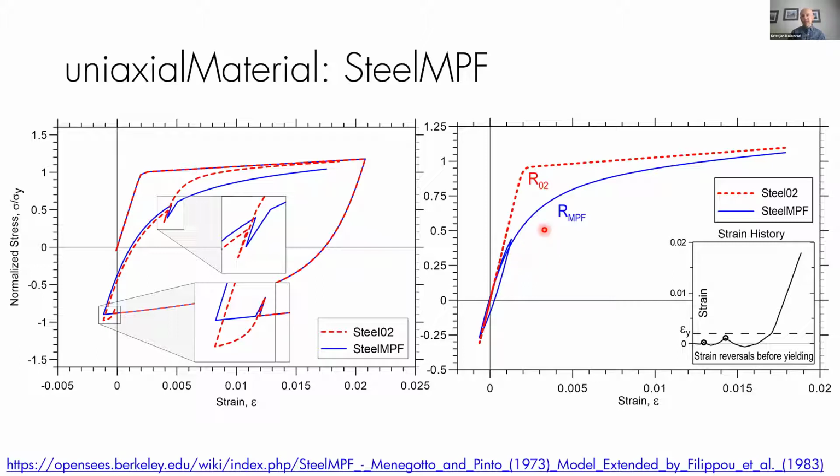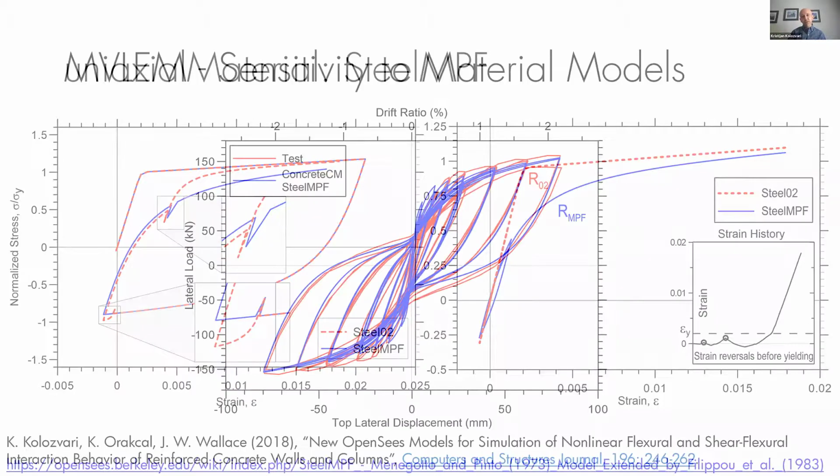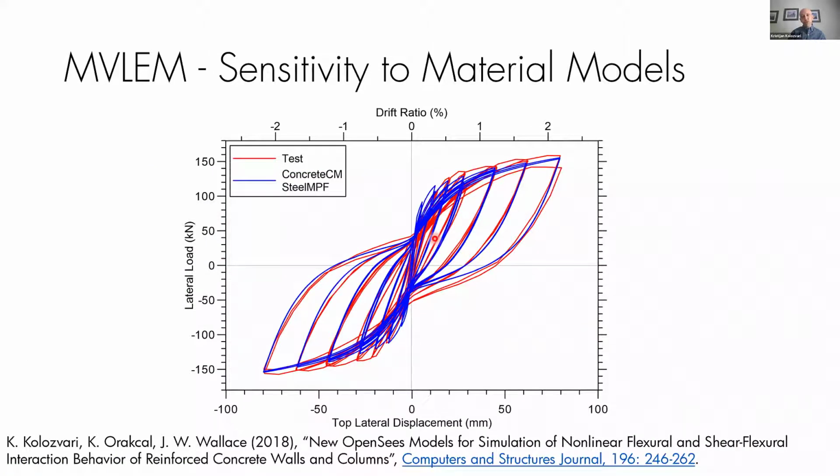And there's another detail, it's about curvature, this transition curvature from elastic to plastic, how it degrades with cycles in the pre-yielding range. So those are the major differences between the steel MPF and steel O2. Here are some examples. For example, this is the RW2 specimen test versus a model using the concrete CM and steel MPF. You can see the results are quite reasonable, quite good.